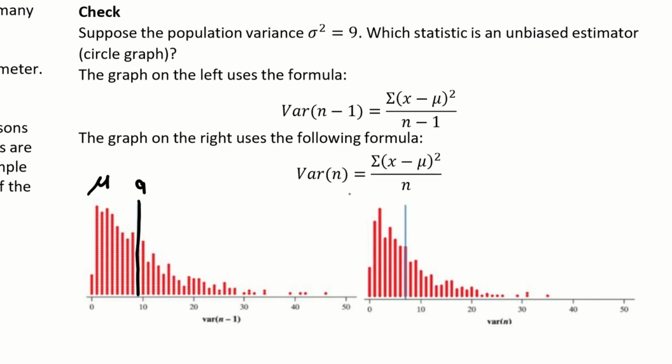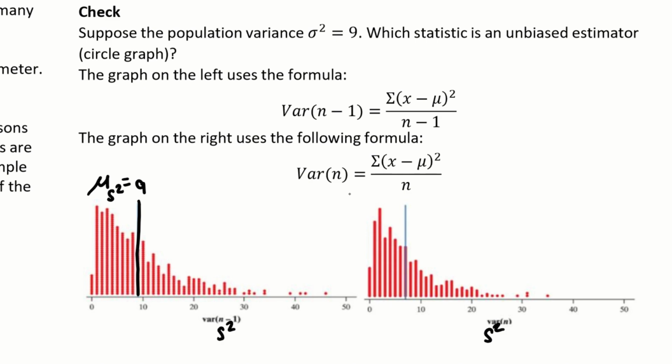Remember, variance here is S squared. I'm just going to use that as a symbol because the symbol for variance is usually S squared, for the sample variance. So we got the mu of S squared is equal to 9. Let me just put S squared for this one here, and then S squared for this one here.